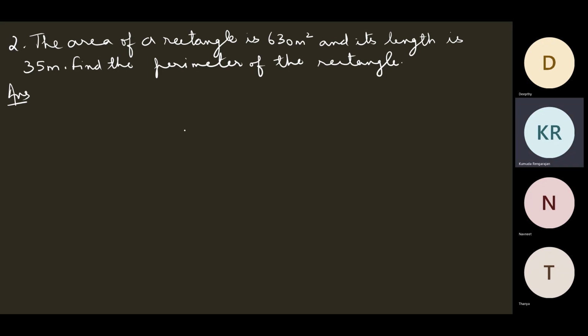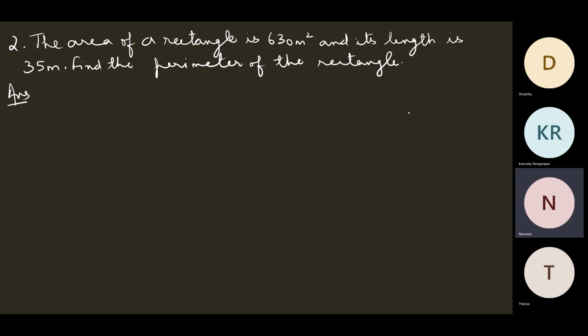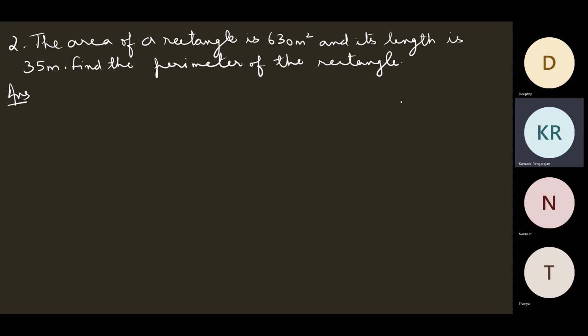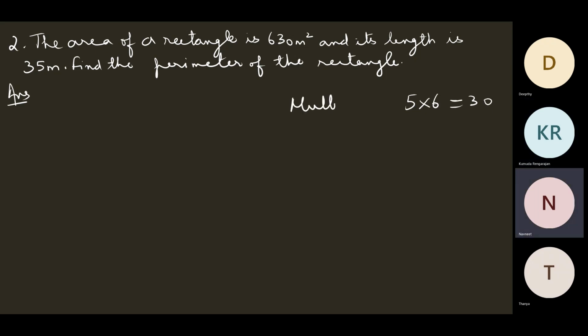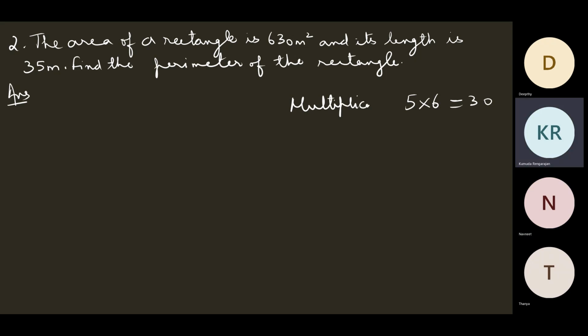Now, how do we find the area for a rectangle, children? Area for a rectangle is L into B. Very good. Now, tell me the division facts for this one. We know that 5 into 6 is equal to 30 is a multiplication fact, right? Yes, ma'am. This is a multiplication fact, F-A-C-T, fact.